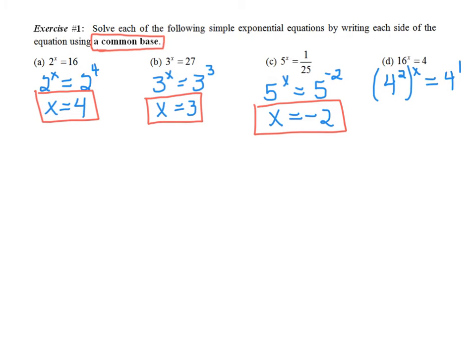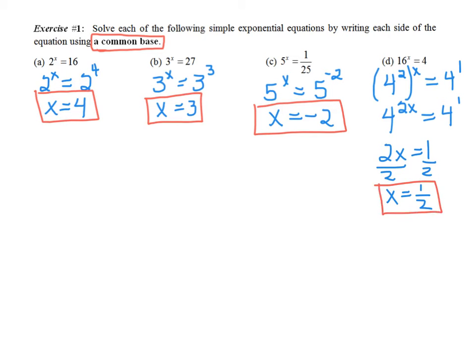Now again, think about that rule of raising a power to a power. When I've got a power raised to a power, I'm going to multiply the exponents together, so that gives me 4 to the 2x equals 4 to the 1st. Because the bases are both 4, the exponents have to equal each other as well. So 2x must equal 1. If I divide both sides of the equation by 2, I get that my answer is x equals 1/2. That's a solution to the exponential equation.